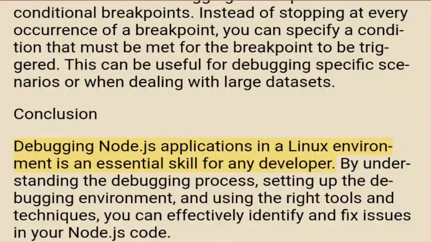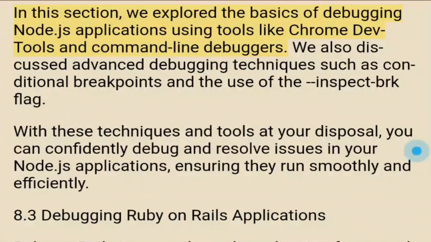Conclusion. Debugging Node.js applications in a Linux environment is an essential skill for any developer. By understanding the debugging process, setting up the debugging environment, and using the right tools and techniques, you can effectively identify and fix issues in your Node.js code. In this section, we explored the basics of debugging Node.js applications using tools like Chrome DevTools and command line debuggers. We also discussed advanced debugging techniques such as conditional breakpoints and the use of the inspect-brk flag. With these techniques and tools at your disposal, you can confidently debug and resolve issues in your Node.js applications, ensuring they run smoothly and efficiently.